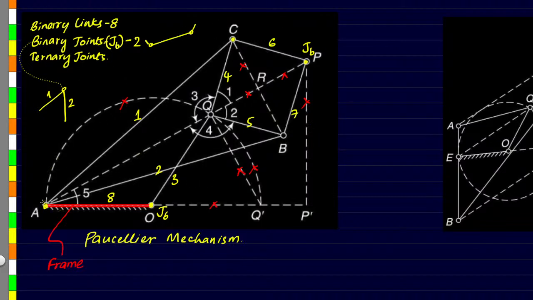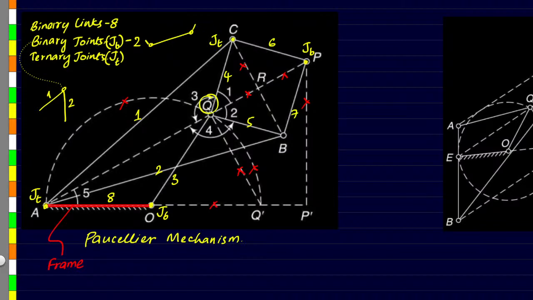At A, you can see three links are connected: 1, 2, and 8. All three are connected at A. So this is a ternary joint. JT is a ternary joint. What about C? At C also, there are three links connected: 1, 4, and 6. So C is also a ternary joint.